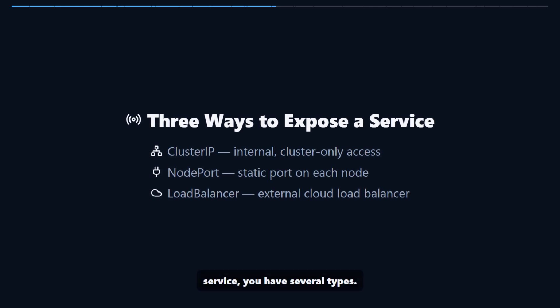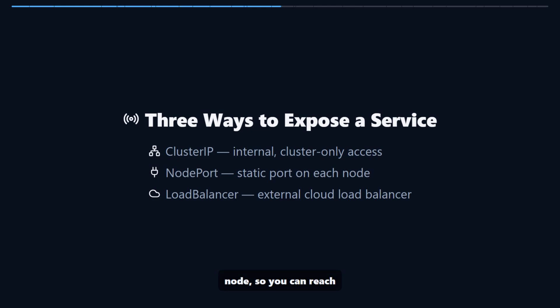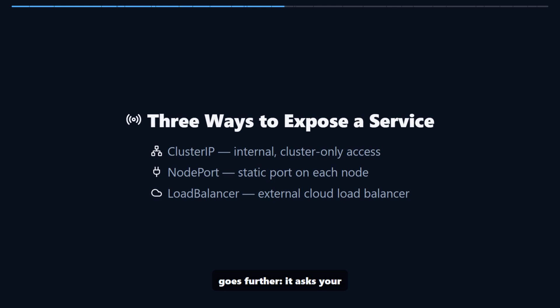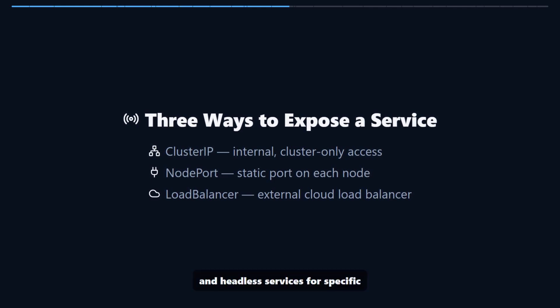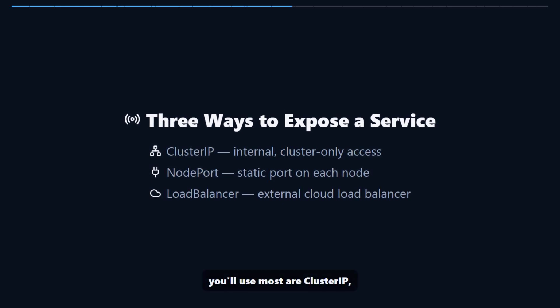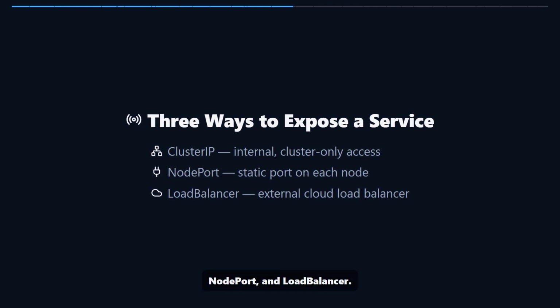When you create a service, you have several types. ClusterIP keeps things internal, only reachable within the cluster. NodePort punches a static port on every node, so you can reach the service via any node's IP and that port. LoadBalancer goes further. It asks your cloud provider to provision an external load balancer with a public IP, perfect for user-facing apps. There are also ExternalName and headless services for specific use cases, but the three you'll use most are ClusterIP, NodePort, and LoadBalancer.